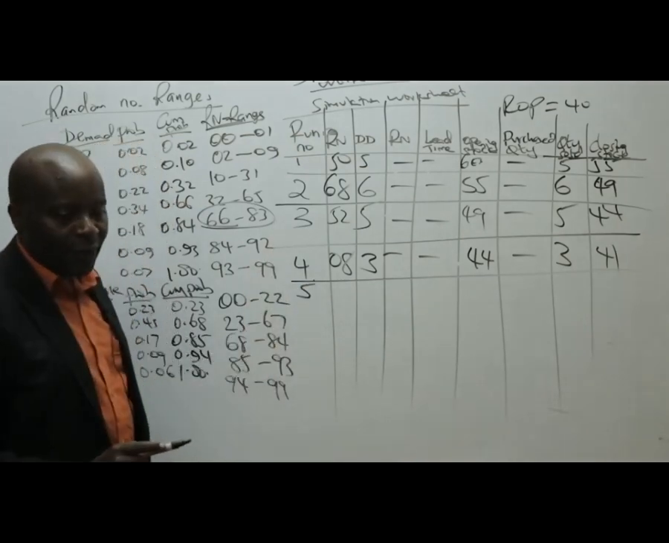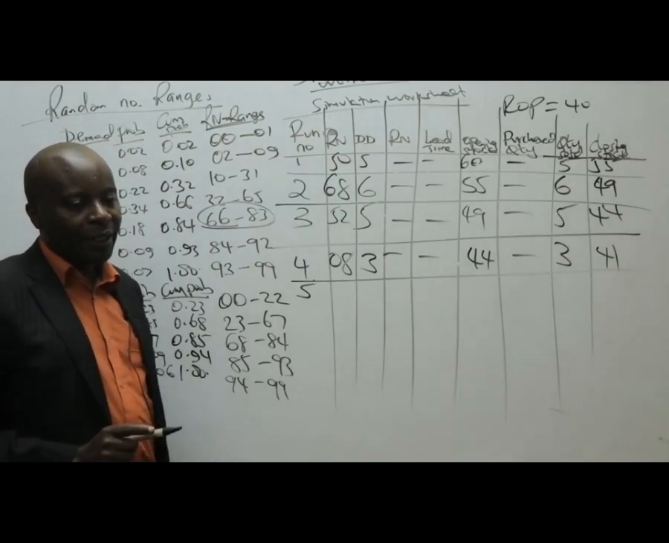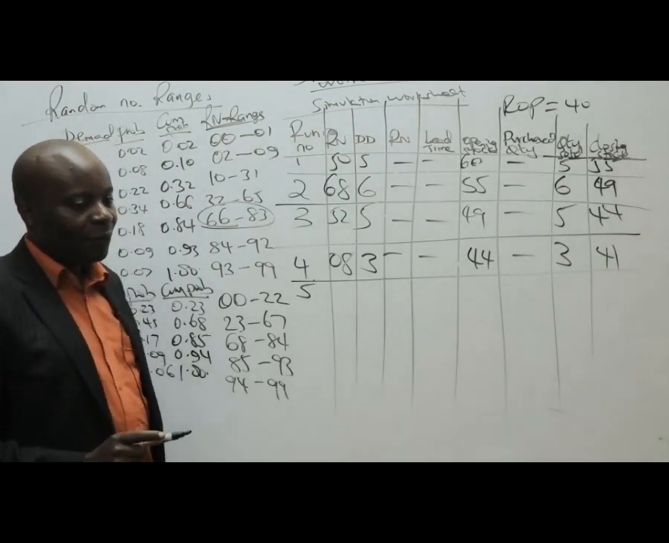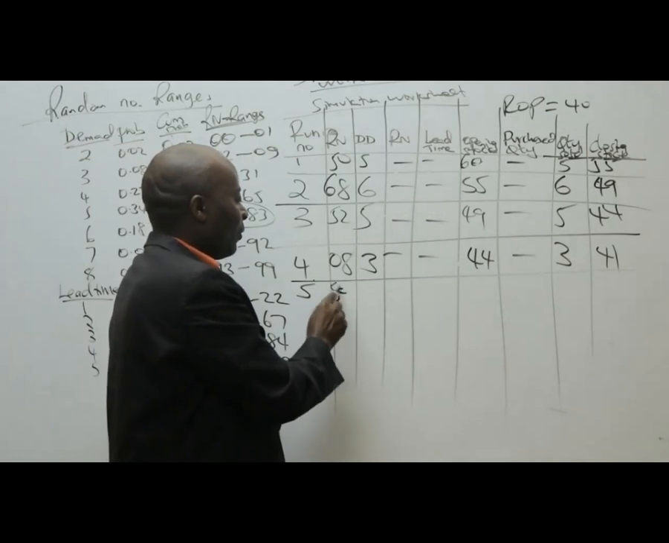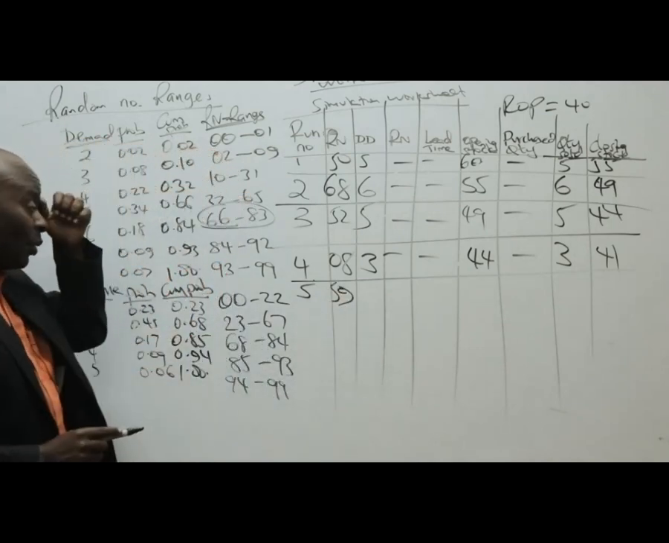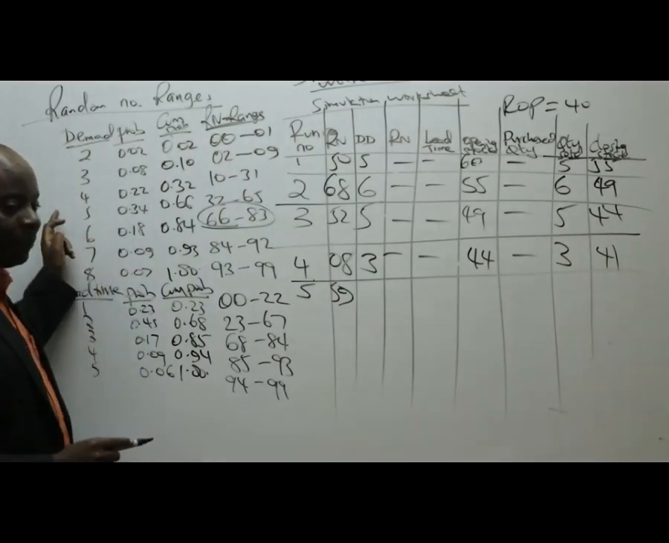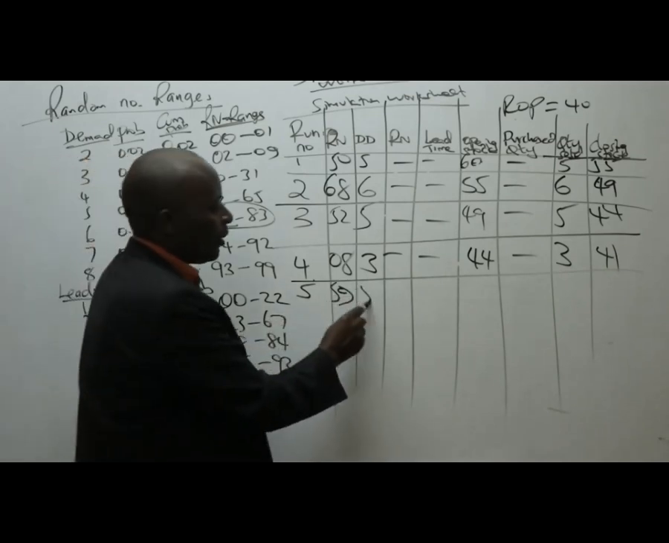Run number 5. Are you able to see the demand there? So when I say 59, run number 5 is 59. So 59 gives me what demand? A demand of 5, right?